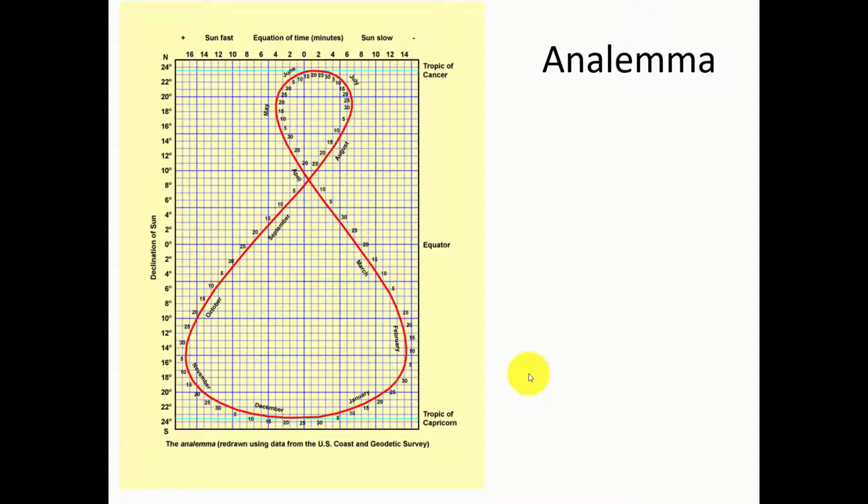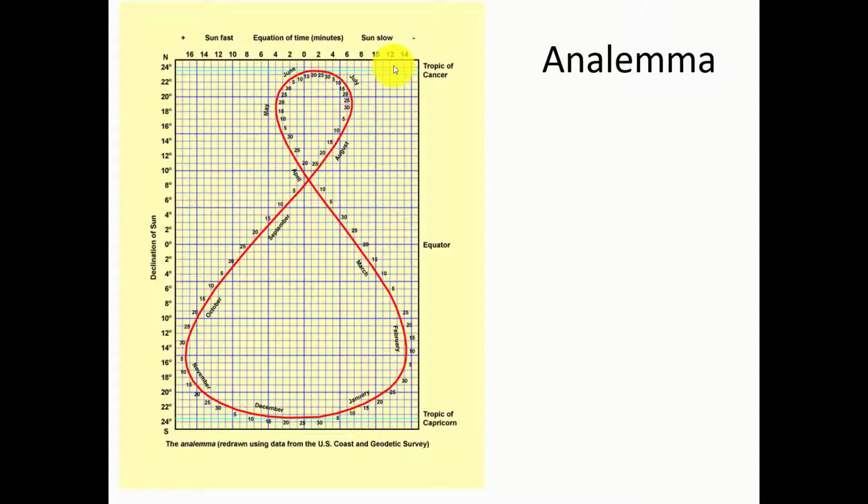So one of the tools that you're going to use in this lab is a scientific graph called an analemma. From this analemma, you can see that there is an x-axis, and most graphs have the x-axis labeled at the bottom. This one is at the top. And starting at this reference point of 0, you can see that the numbers are decreasing on the left, that's sun fast time in minutes, and on the right, they are increasing, and that's sun slow time.